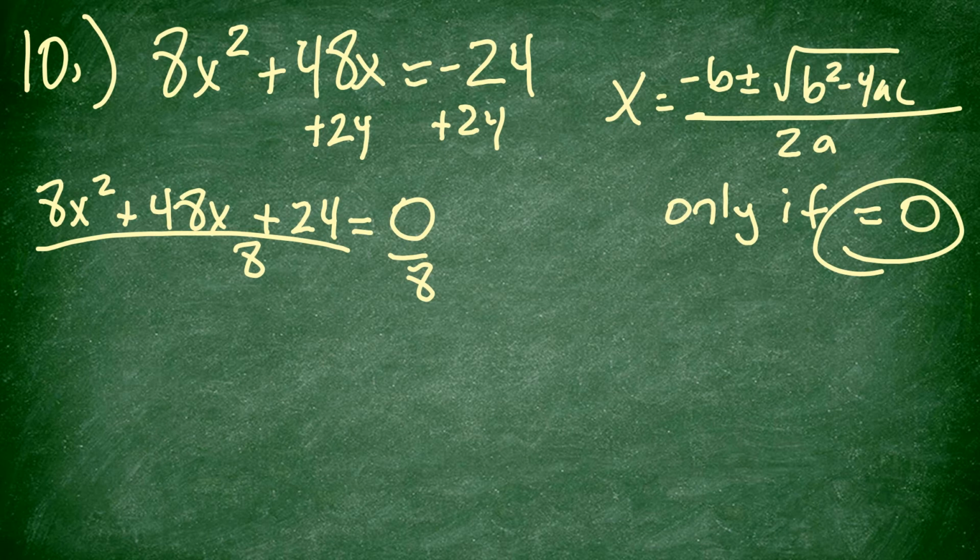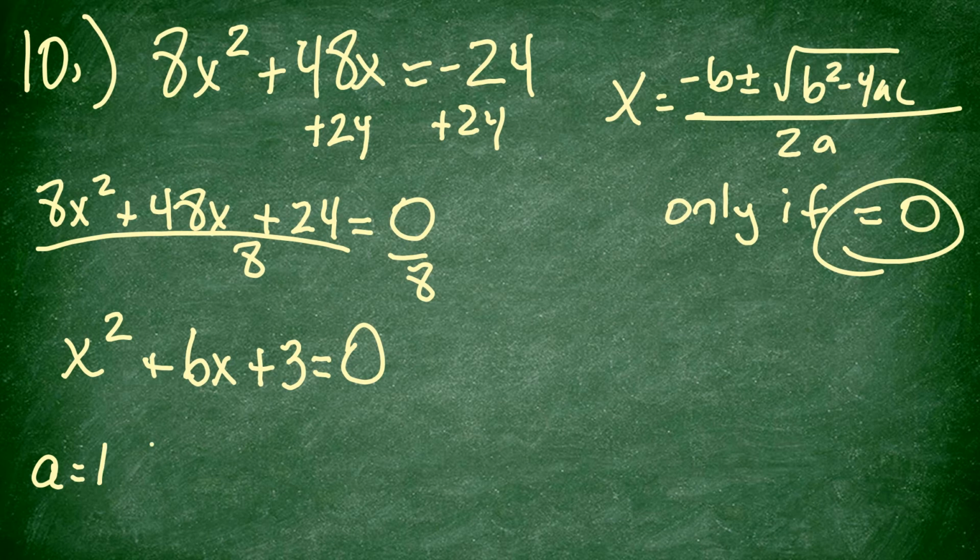If you don't do this, you still get the same answer. It just makes breaking down your radical during the quadratic formula a little bit harder. So I have x squared, because 8 divided by 8 is 1. 48 divided by 8 is 6, so that becomes 6x. 24 divided by 8 is 3. Now I find a to be 1, b to be 6, and c to be 3.